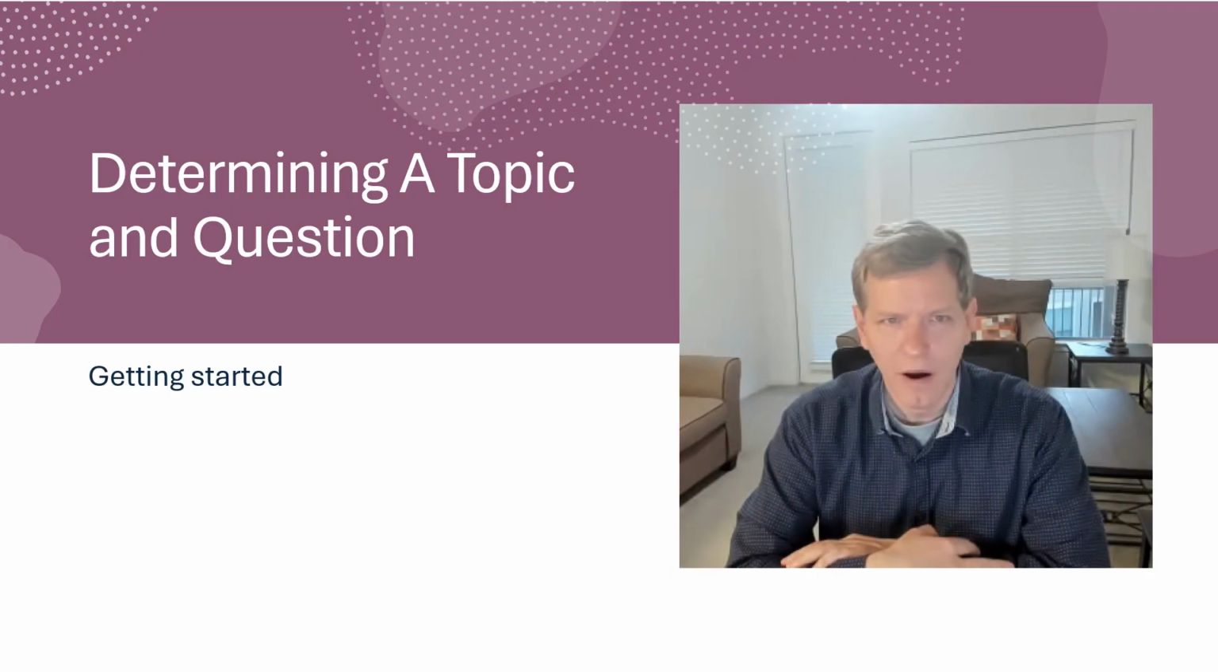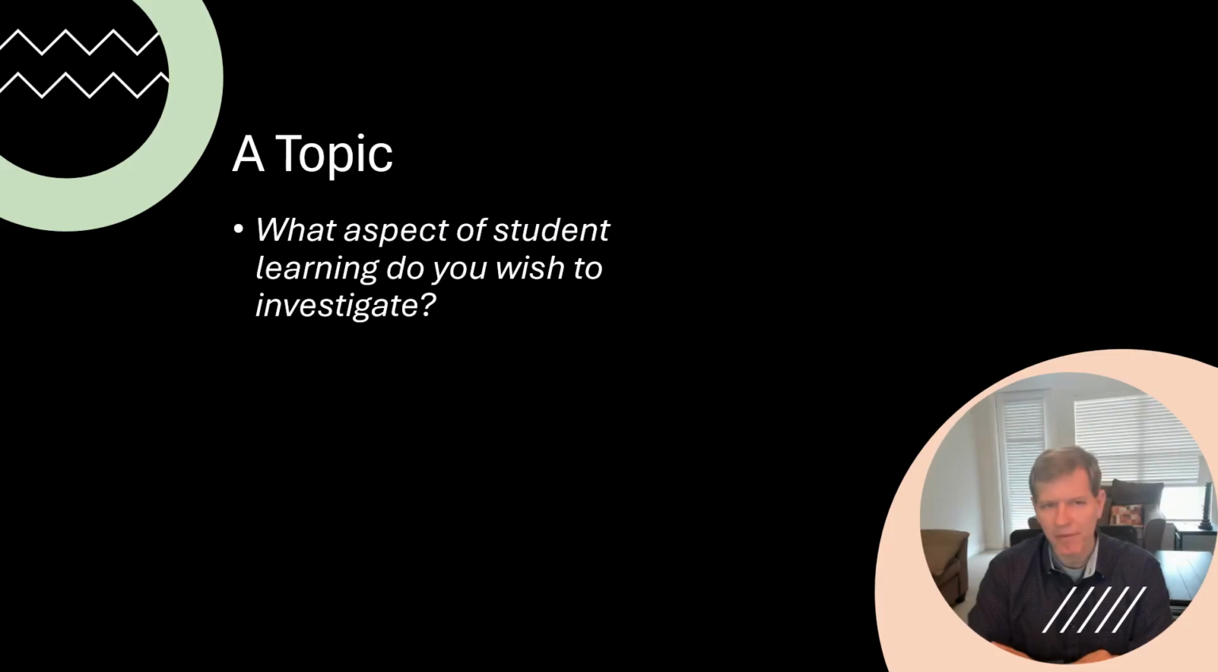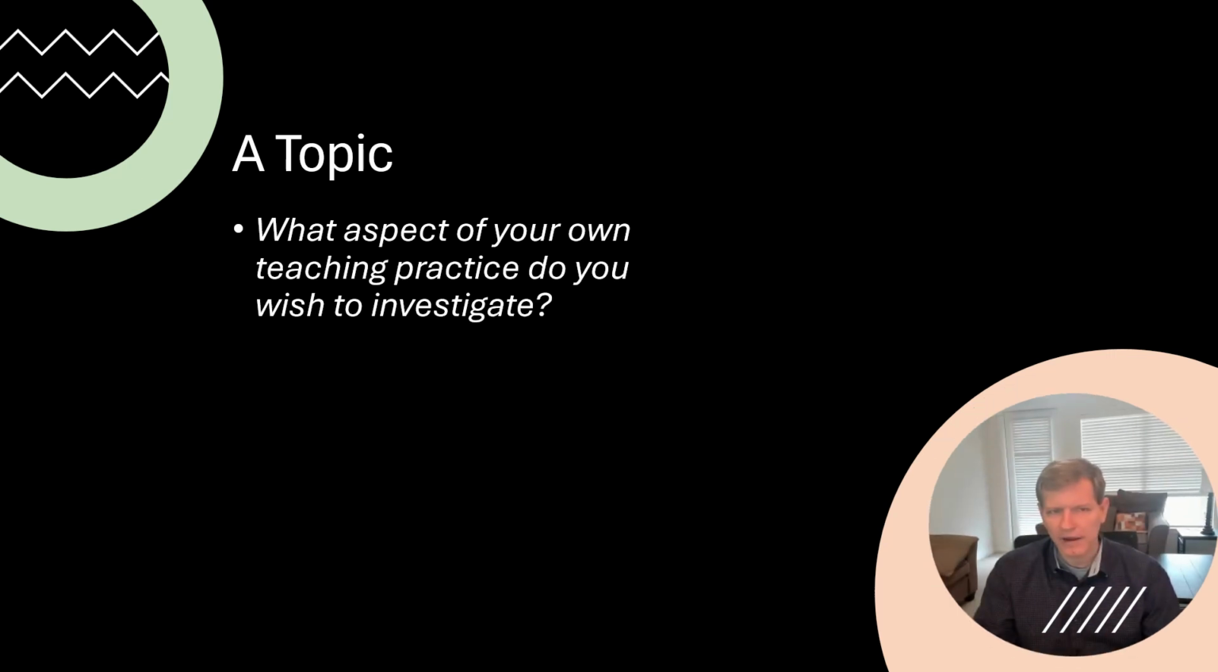So let's get started on how to determine a focused topic as well as a research question. Before you can decide on a research question, first you need to give some thought to the research topic that you want to investigate. For example, what aspect of student learning might you wish to investigate? Are you looking into how students make sense out of their reading, or how students make sense out of their writing? What process goes through their mind as they're involved in reflective thinking, for example? On the other hand, you might want to look into an aspect of your own practices as a teacher that you want to learn more about.